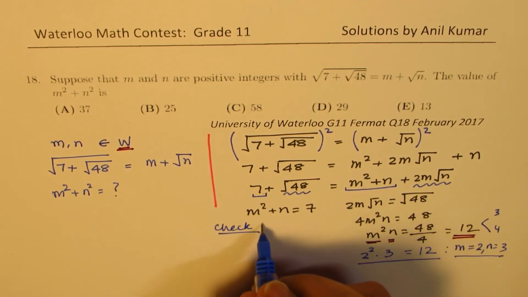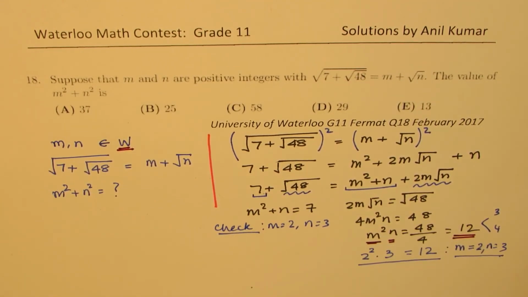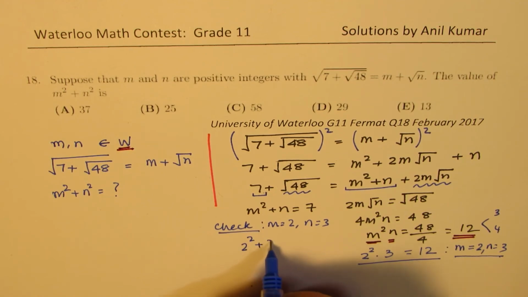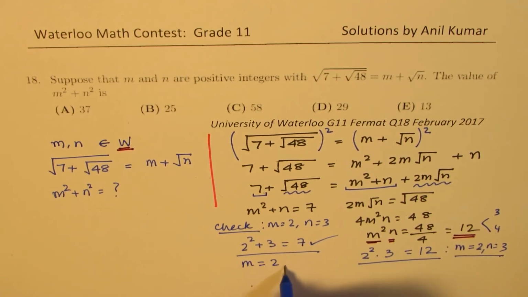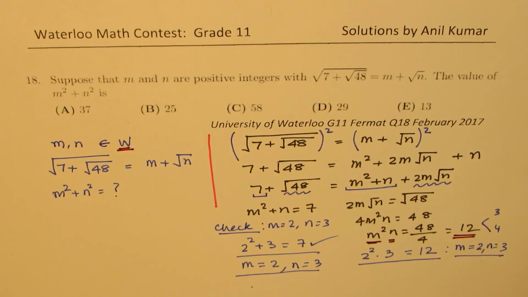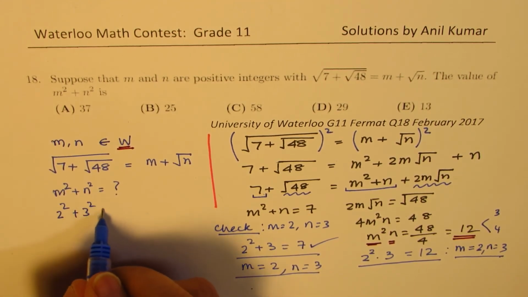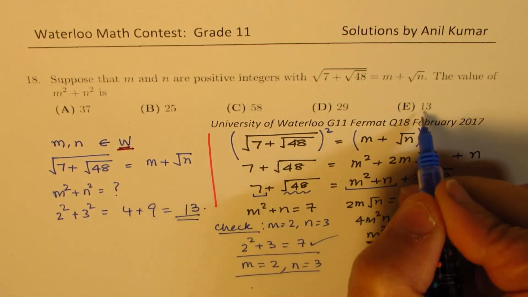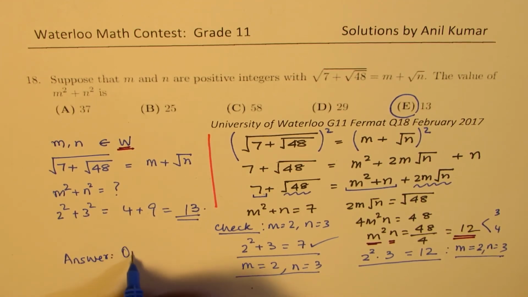If I substitute m equals 2 and n equals 3, will this equation be satisfied? If it does, that means those are the correct values. Perfect. So when I substitute, we get 2 square plus 3, and that is 7, right? So that works for us. So that means for sure that m equals 2 and n equals 3. Does that make sense? Clear? Now we know what m and n are. Substitute the values, right? So we get 2 square plus 3 square, which is 4 plus 9, and that gives you 13 as your answer, which is option E, right? So we get our answer, which is option E.